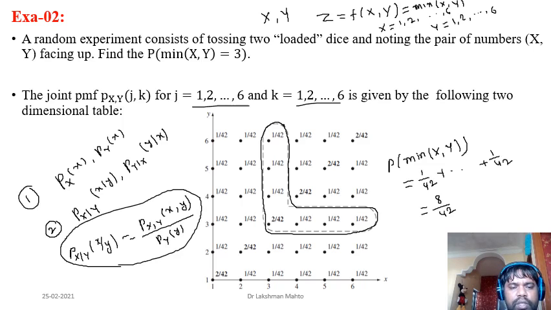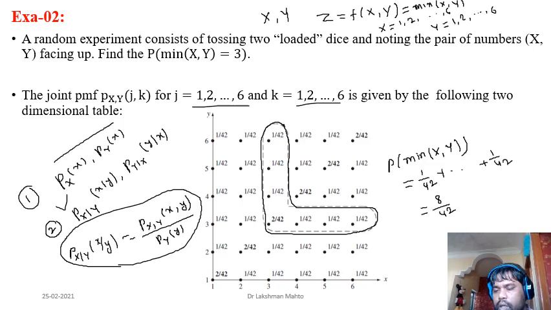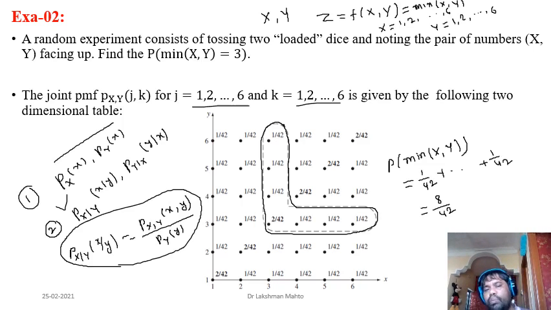So use this definition and find this, and use the row sum and column sum to find the corresponding marginal PMFs. That is the homework. You just try to solve it. It is already about 45 minutes. Other things I will discuss in the next class.